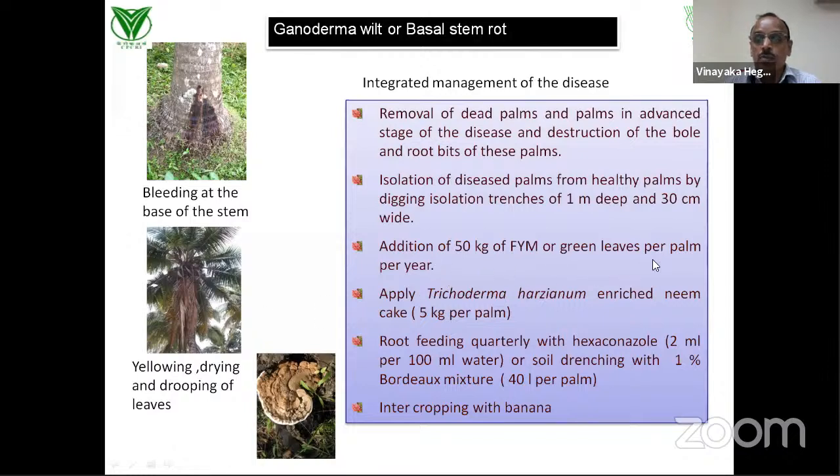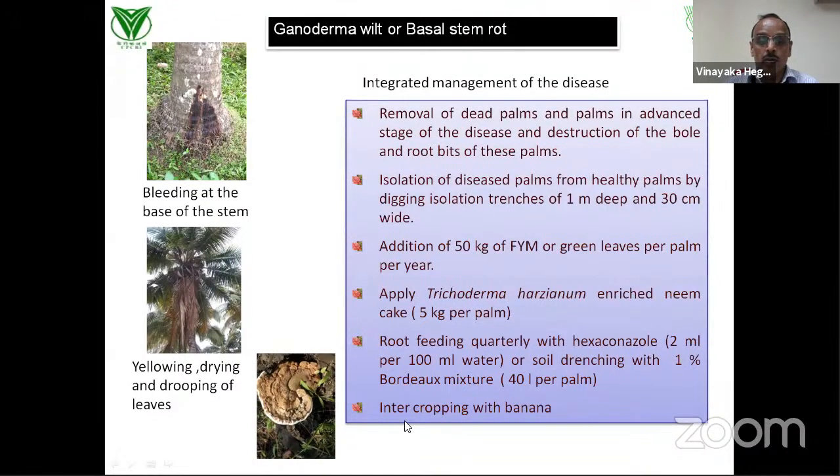Addition of 50 kg FYM or green leaves per palm per year. And Trichoderma: what we have seen is that if you give Trichoderma-enriched neem cake every year, twice, at least every 6 months, in those gardens the inoculum load of this Ganoderma will slowly be reduced and the incidence of Ganoderma wilt will come down. And root feeding quarterly with hexaconazole. Once the symptoms are noticed and we see that the particular palm can be recovered, we have to go for hexaconazole 2 ml in 100 ml water for root feeding, and soil drenching with 1% Bordeaux mixture. This is only for when a symptom appears, to recover the palms. We can go for quarterly root feeding and Trichoderma application to the soil. This type of integrated approach will help to recover the palm.